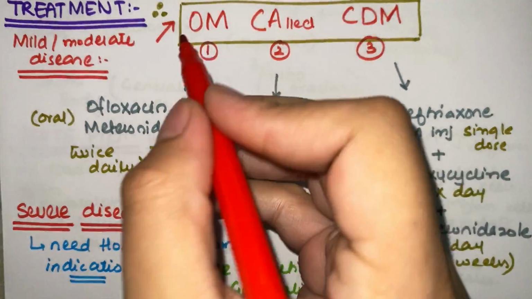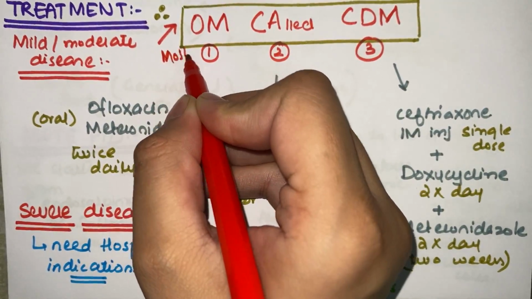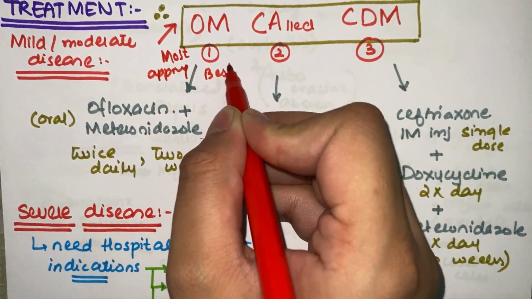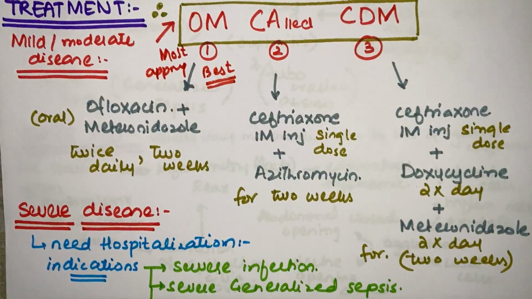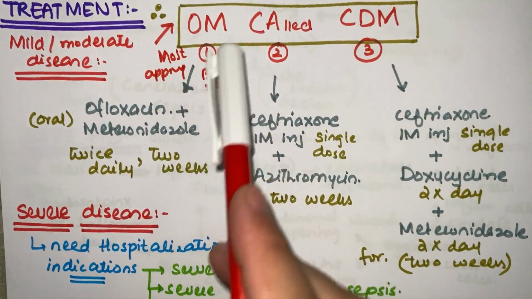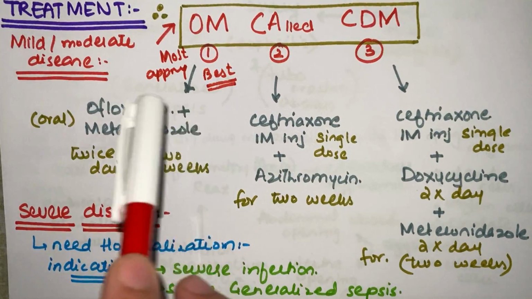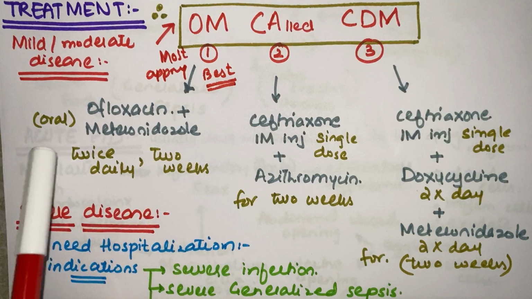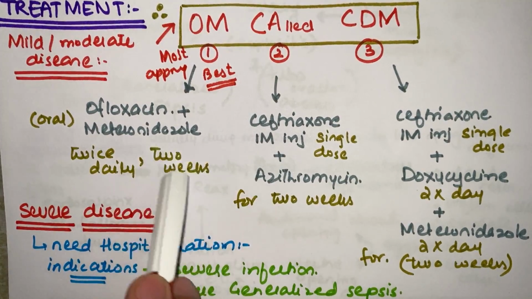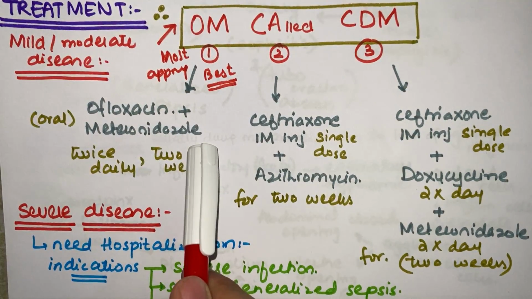Out of these, this OM is the most appropriate, or best, regimen. Now OM means ofloxacin and metronidazole. These two are given together orally. Now it's a rule that 2 drugs are given 2 times for 2 weeks. So remember the word 2 here. Twice daily for 2 weeks, ofloxacin plus metronidazole.